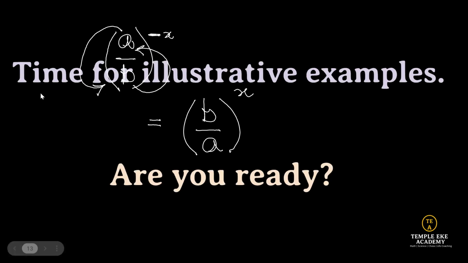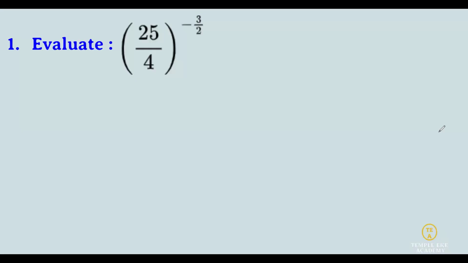Some illustrative examples, ready now. We need clear space. Yes, of course, the first one. Let's get into it straight away. 25/4, all to the power 3/2. I'm going to rewrite that. Now I'll use a better color of marker for contrast.